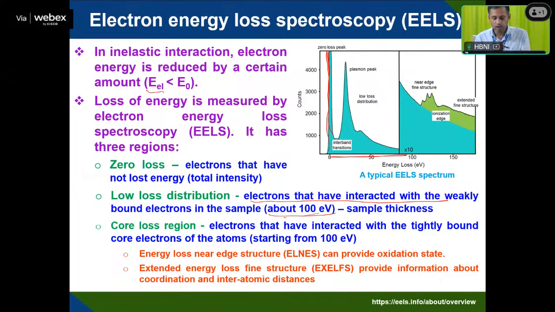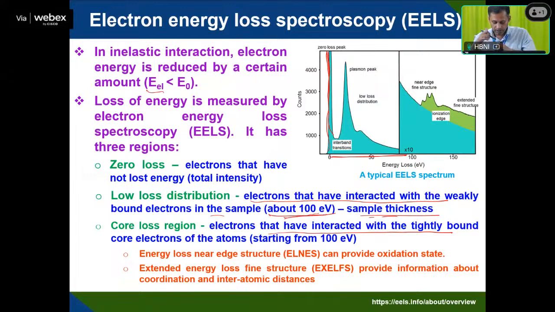And then there is the core loss region, for electrons that have interacted with tightly bound core electrons. Say you have an incident beam and your sample has core electrons and valence electrons, which are outside. The outside valence electrons are loosely bound. If the incoming electrons interact with these loosely bound electrons, their interaction is less, and you get sample thickness information here, mainly below about 100 electron volts.